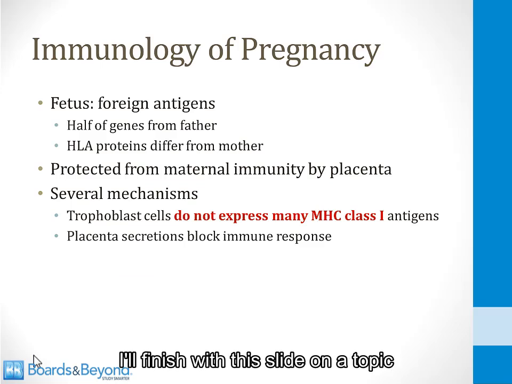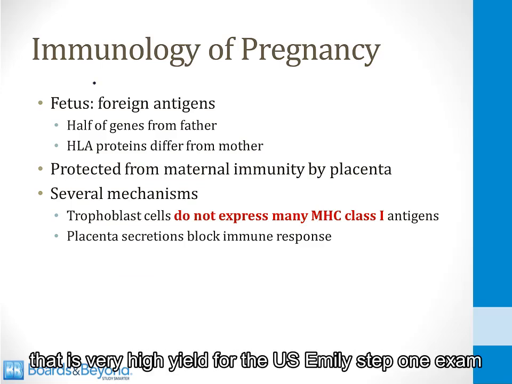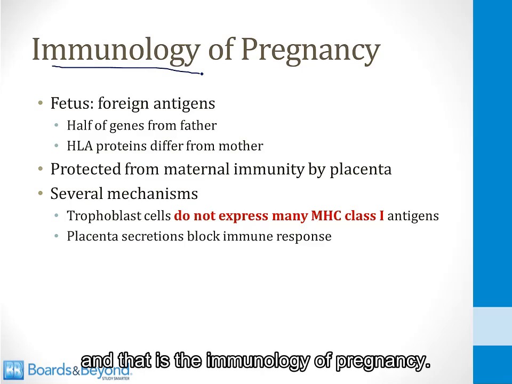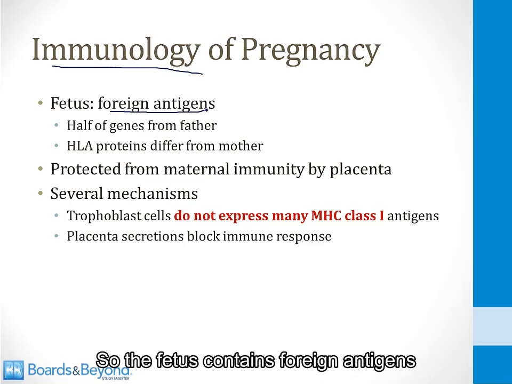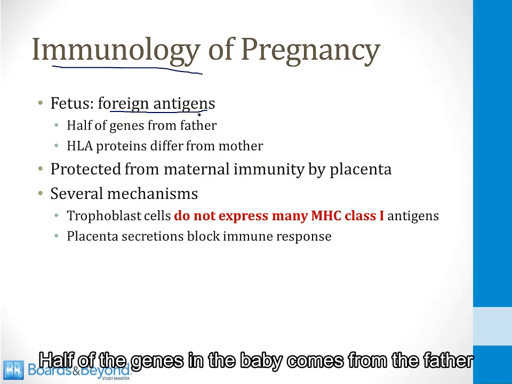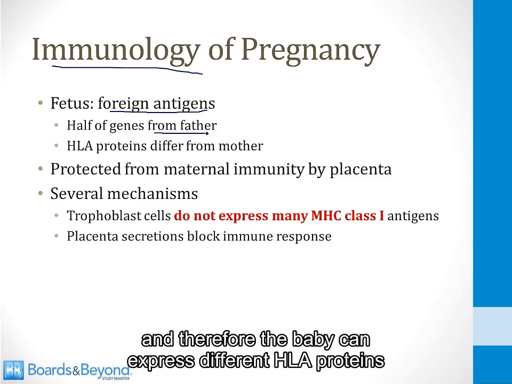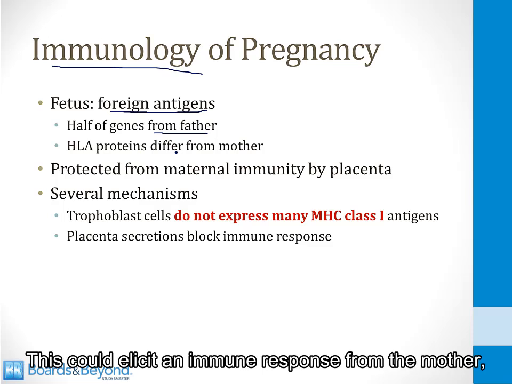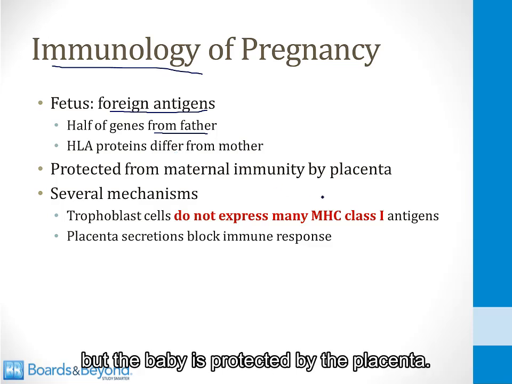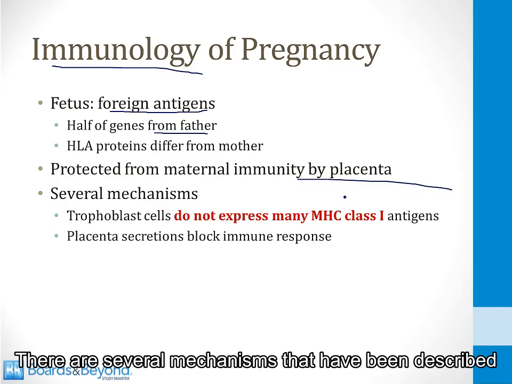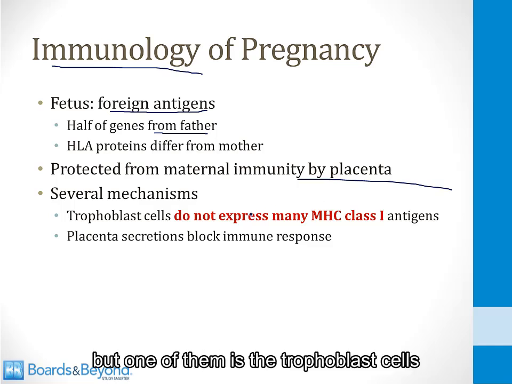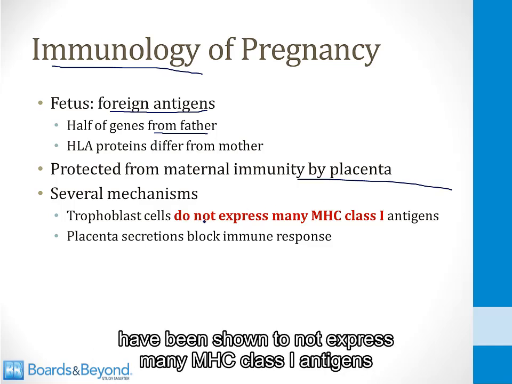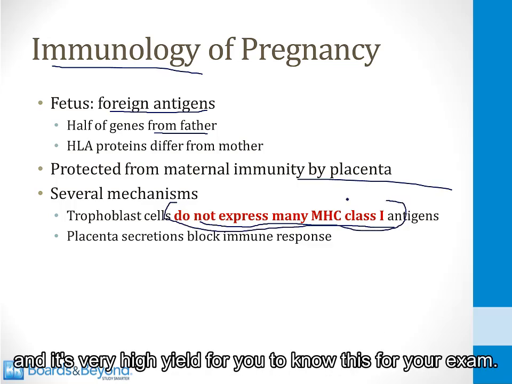I'll finish with this slide on a topic that is very high yield for the USMLE Step 1 exam, and that is the immunology of pregnancy. So the fetus contains foreign antigens compared to the mother. Half of the genes in the baby come from the father, and therefore the baby can express different HLA proteins compared to the mother. This could elicit an immune response from the mother, but the baby is protected by the placenta. There are several mechanisms that have been described to explain this protection, but one of them is that trophoblast cells have been shown to not express many MHC class I antigens, and it's very high yield for you to know this for your exam.